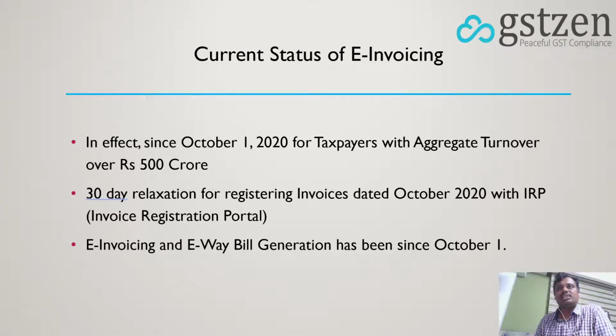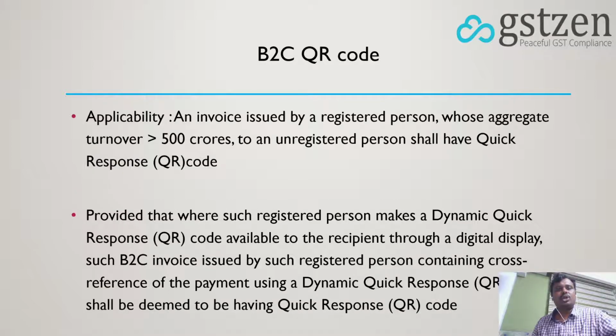In e-invoicing, it is only B2B invoices that need to be sent to the IRP, and as of today, B2B e-invoice is live from 1st October. However, the government has given a 30-day relaxation for generating e-invoices. But today's session is not on B2B e-invoice. It is about the B2C QR code.